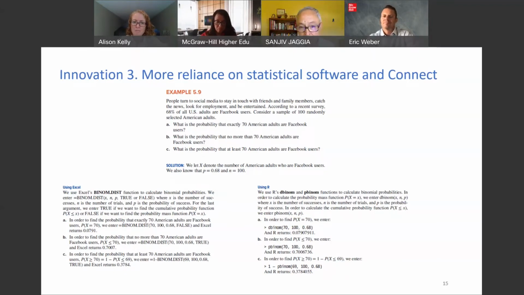And if you look at R, it's exactly the same thing. We are introducing them to dbinom and pbinom functions, and then we explain the inputs. And once you put in the inputs, there comes the answer. And the two answers are the same.